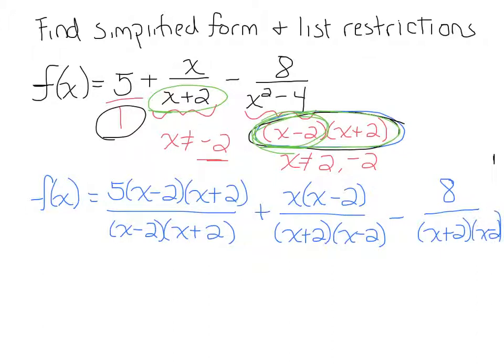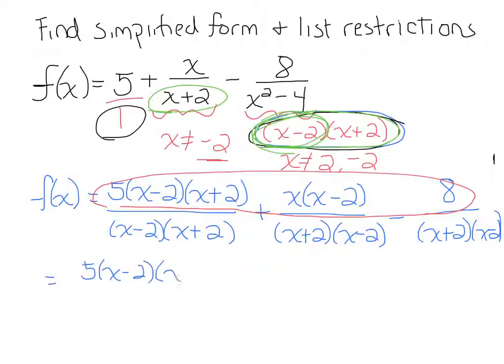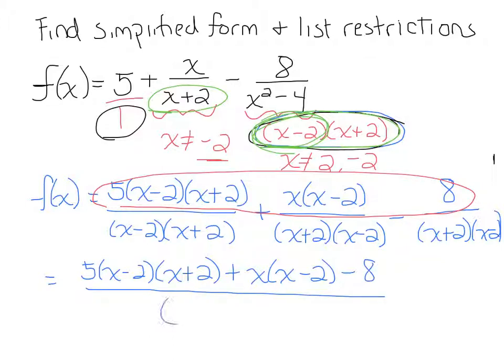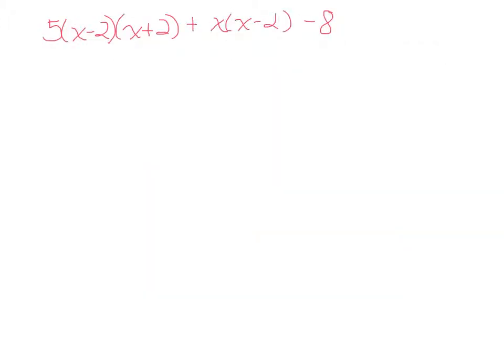Now that we have a common denominator, we can write all the numerators over one denominator. Now we'll need to simplify by distributing here, here, and then combining our like terms. Here's the numerator that we're working with, and we're just going to focus on the numerator without worrying about the denominator for right now.